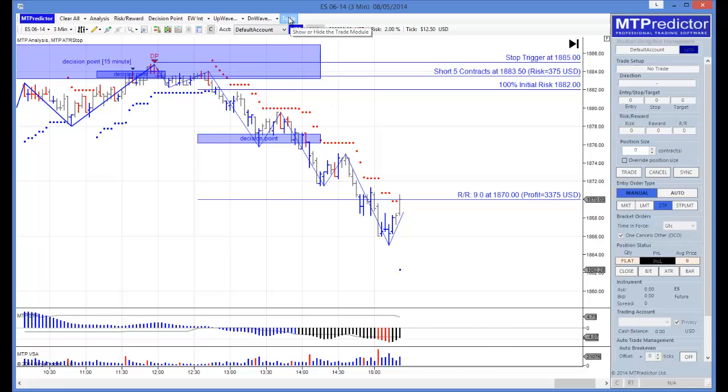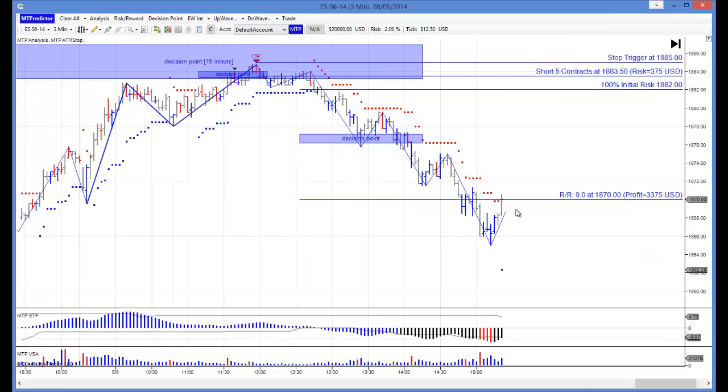Let's take the trade module off there so we can have a look at the chart. And this is the beauty of this trade here, in that not only were we short from the high of the day, which is what I was suggesting right at the start of the webinar, the video, but the profit was 9 times greater than the initial risk. So this turned an initial risk of approximately $375 US, 2% of a sample $20,000 US account, into just over 3,300. This is the beauty of using correct position sizing.